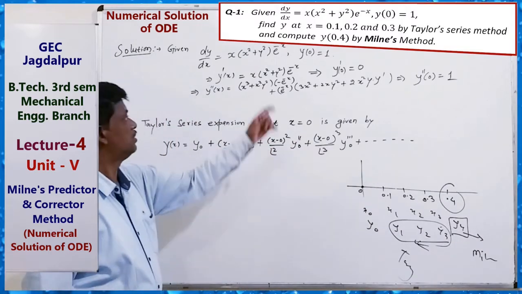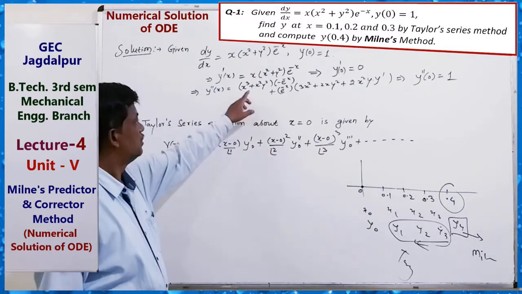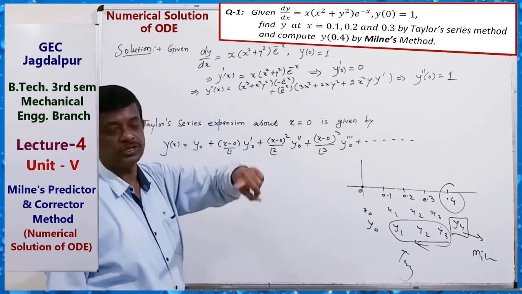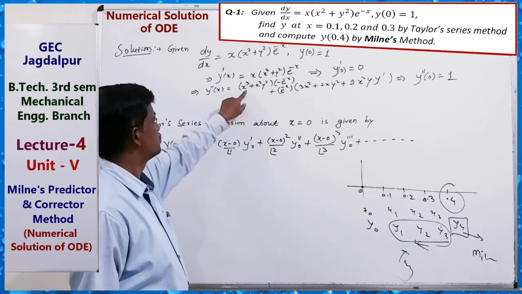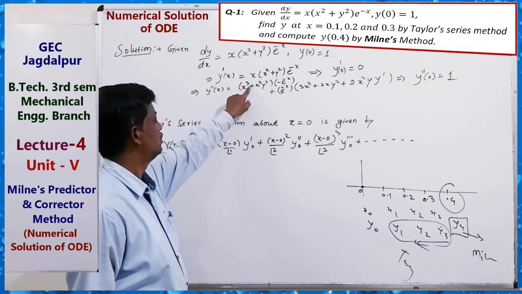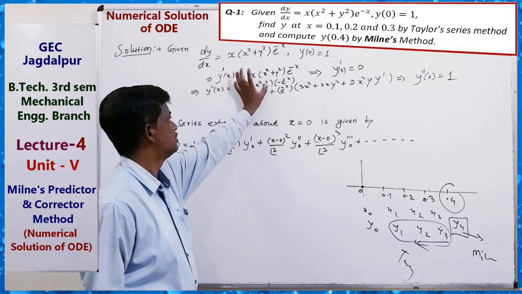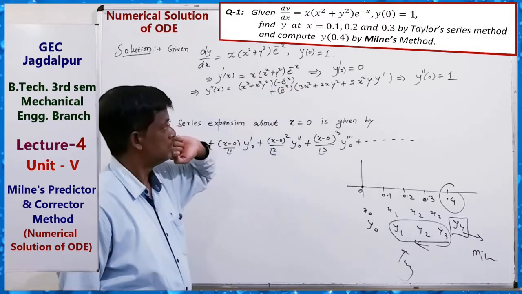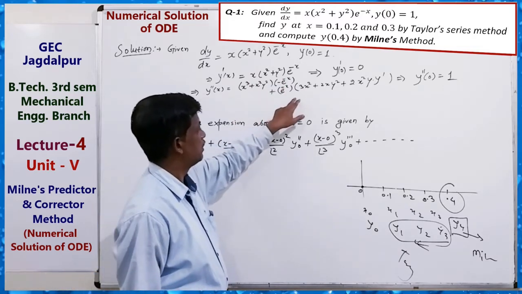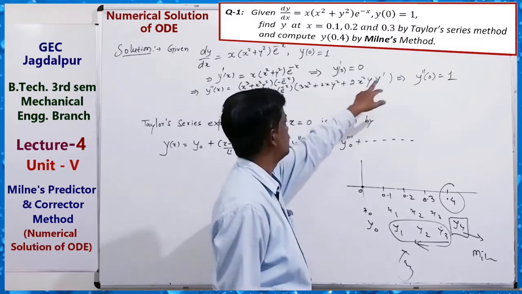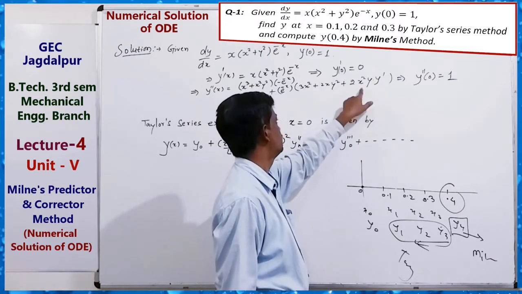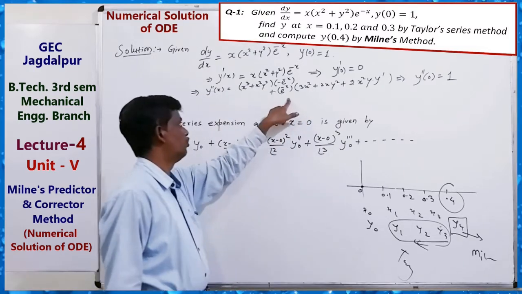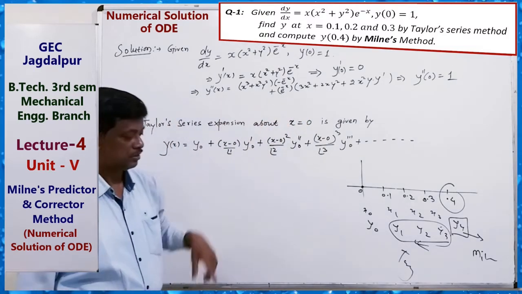Just complete it, you can see x equals 0. So here x equals 0, then this is 0 minus 1. Clear? Here y dash 0, 0, x 0, 0, 0, e to the power 1. So 1 minus 1.